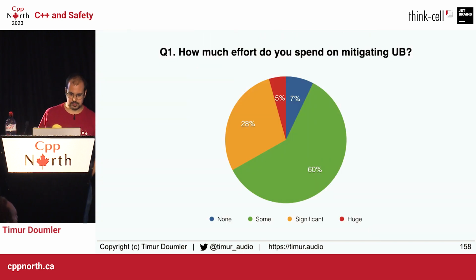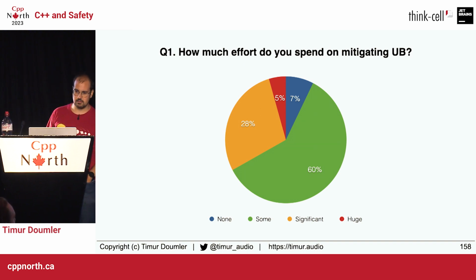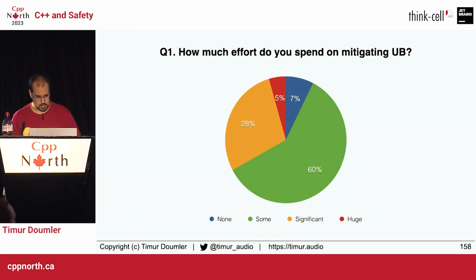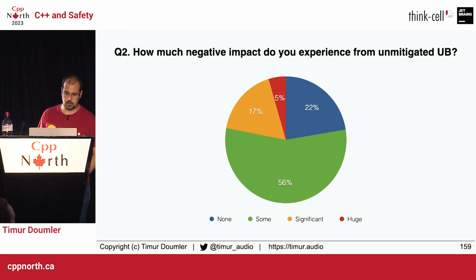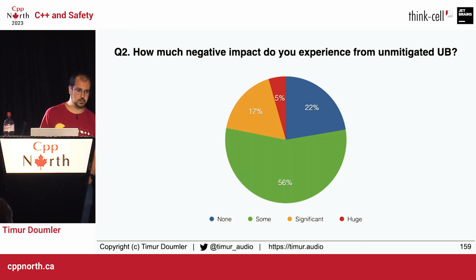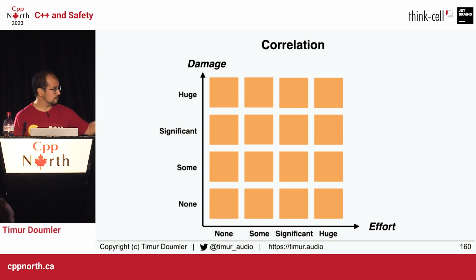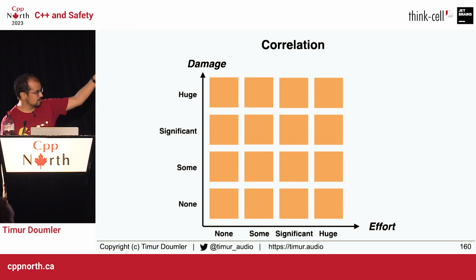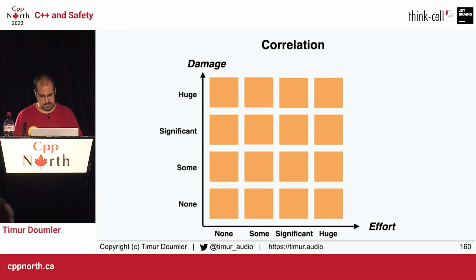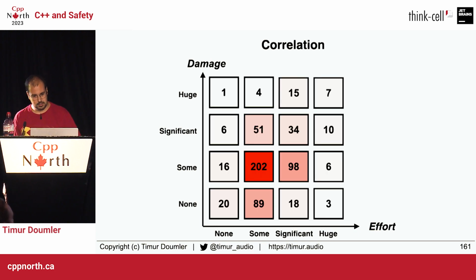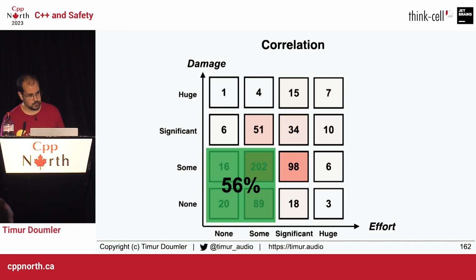And so it turns out that about 2/3 of the people say they spend either no or little effort mitigating UB, and only about 1/3 says that they spend a lot of resources on it. And when we come to negative impact, over 3/4 of people say the impact is either none or some, and only less than 1/4 of people say it's a significant or huge impact of UB that they failed to mitigate, right? So I can put this on a 2D graph and make a heat map. And it turns out that 56% of the people are in this happy quadrant where they don't really spend much effort mitigating UB, and they don't really have UB that is a problem for them.